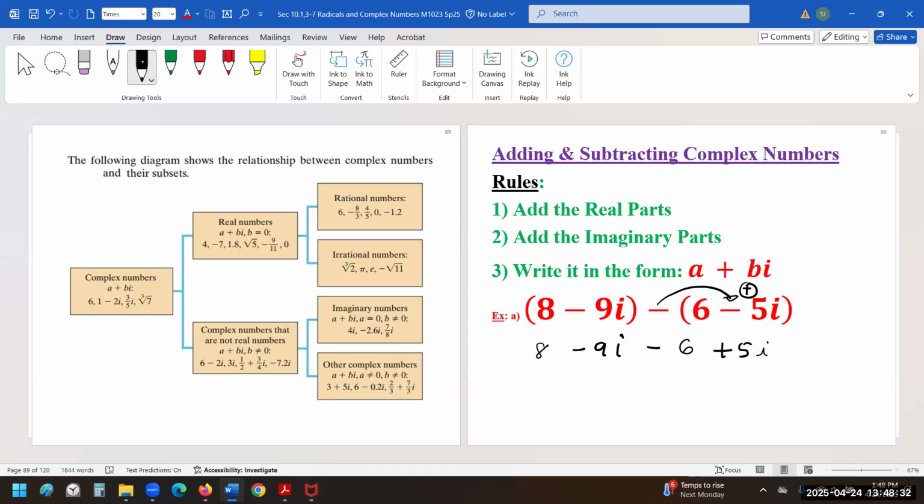What like terms do you see here? What are the like terms? 8 and 6. So what is 8 minus 6? 2. Anything else? Negative 9i and positive 5i. Negative 4i. And that's it. That's all we have to do. Combine like terms and put them together.